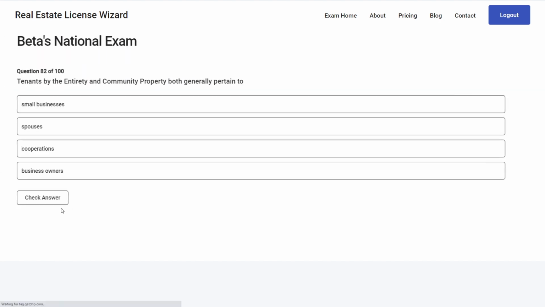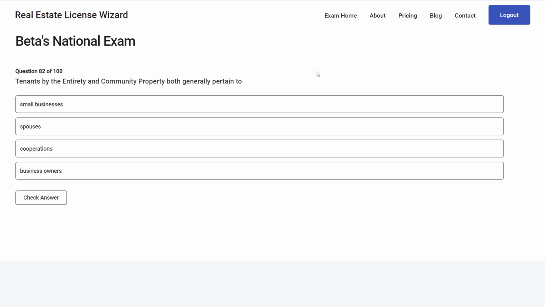All right, 82. Tenants by the entirety and community property both generally pertain to small businesses, spouses, corporations, or business owners? All right, so think about that one. Come up with the answer. Did you guys figure it out?